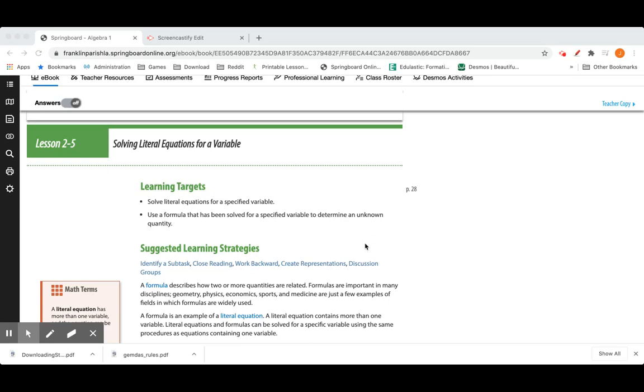Today we're looking at lesson 2.5, solving literal equations for a variable. Our targets are to solve literal equations for a specific variable and use a formula that has been solved for a specified variable to determine an unknown quantity. Okay, let's look at our math terms real quick.